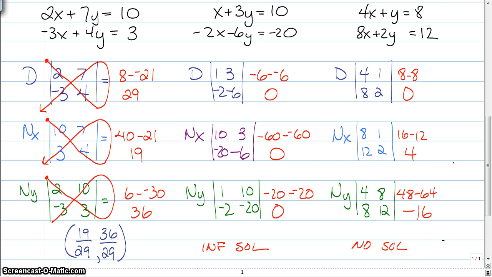Okay, so the only time you are going to have a special case is when D is 0. If you got D equals 10 and X was 0 and Y was 5, then it would just be 0, 1/2. It's okay to have zeros for NX and NY. It is not okay to have 0 for D, because then you're going to divide by 0 and that's a problem. So if you have all zeros, then it's infinite solutions. If D is 0 and NX or NY is a number other than 0, then you are going to have no solution. Okay, that's Cramer's rule.